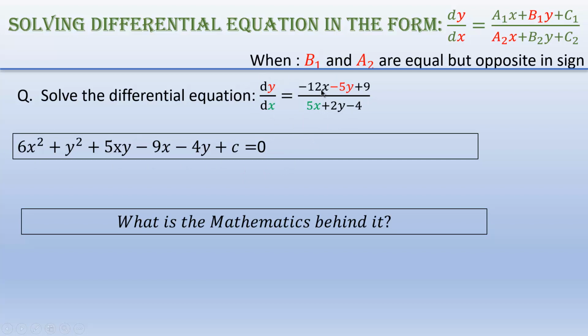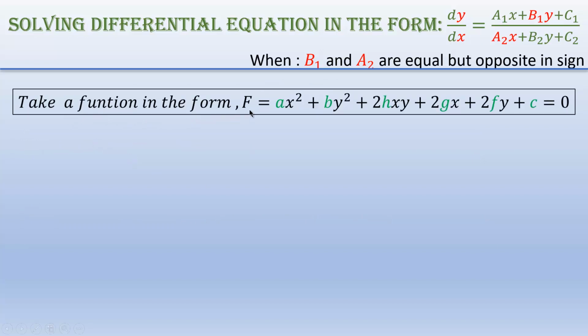But why does this rule work? What is the mathematics behind it? Let's study it in depth. Let us consider a function of the form f equals ax squared plus by squared plus 2hxy plus 2gx plus 2fy plus c equals 0, where the constants shown in green are simply constants. They can be any values. You may have learned this function represents either a pair of straight lines, a parabola, an ellipse or a hyperbola. It doesn't matter what it represents, we just have a function in this form. So let's differentiate this function with respect to x. Since this is an implicit function in x and y, we can easily use this formula to get the differentiation.